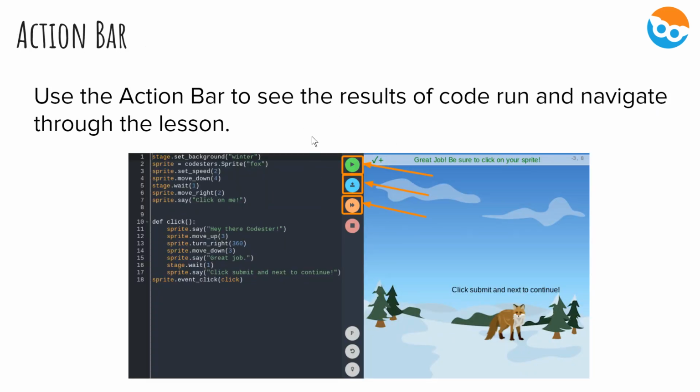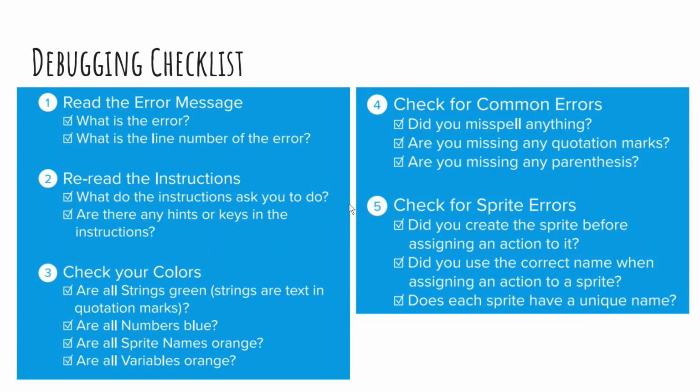This action bar here in the middle is really important. The green is how you run your code to see how it plays out. The blue is the submit. What that does is it submits your work to Codester's servers. That way I can see your progress and it saves your progress when you log off. So really important, when you're done with a lesson, click submit. And then this next button moves you on to the next little level.